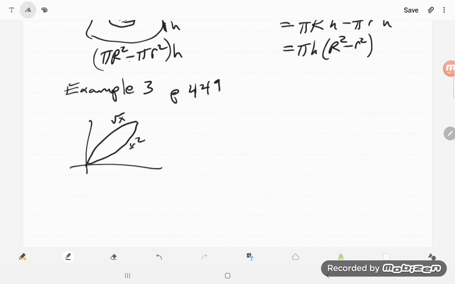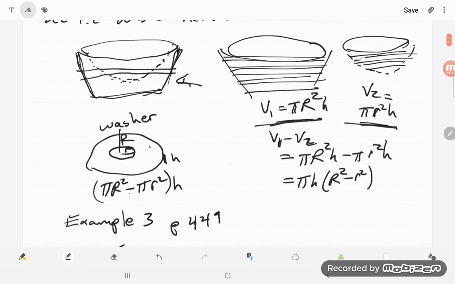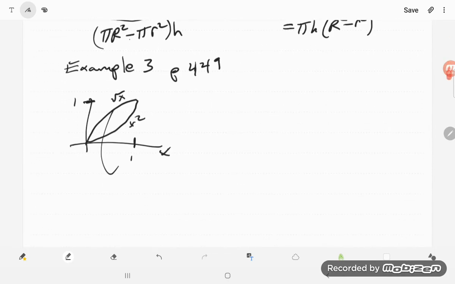There's x squared. There's 1. And what they want to do is send this thing around the x-axis here. But that will do something like make a bowl like this. Right? We have the outside part made from the square root of x and the inside part here made from x squared.